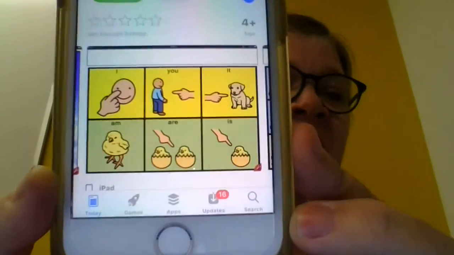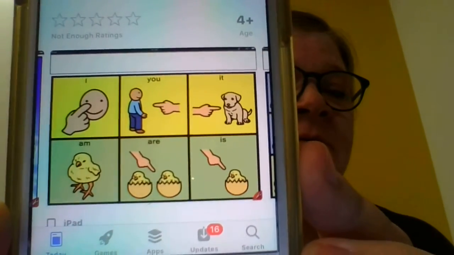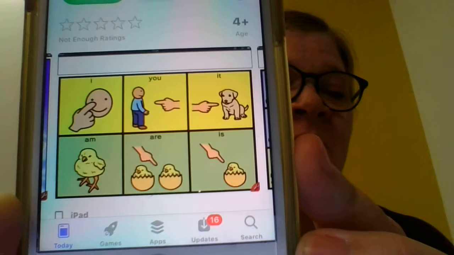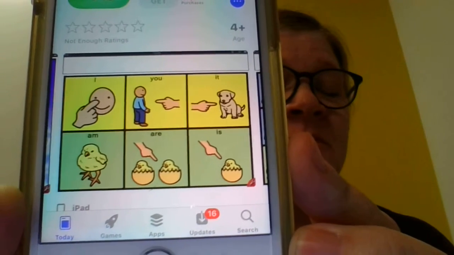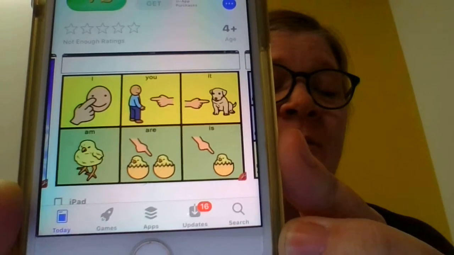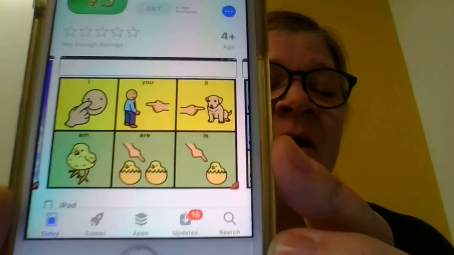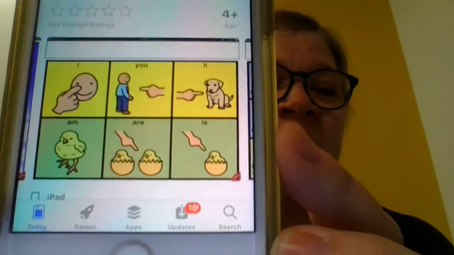I did like the symbols for the pronouns. I thought, and some of them were a little like is and are, like 2 chicks and an egg is are, and 1 chicken and egg is. So I didn't find those to be super clear to the client. So the in-app purchases I thought would be prohibitive for a client that's had limited income. And the symbols, while they're all labeled, if the symbol was non-literate, you wouldn't know what the difference between is and are were.